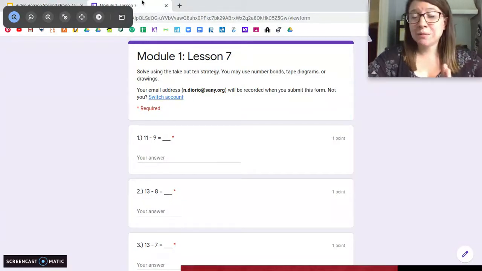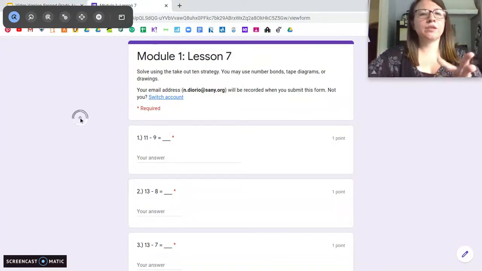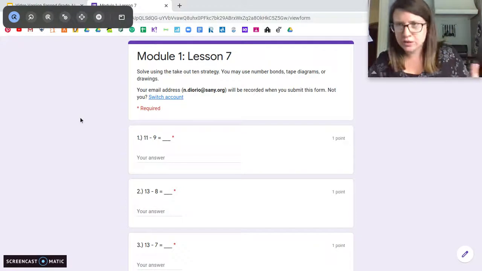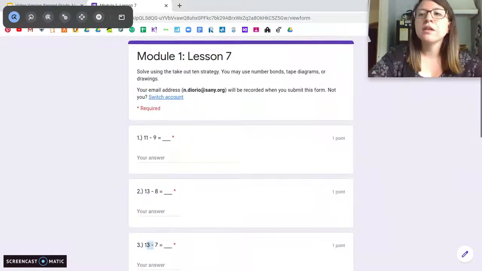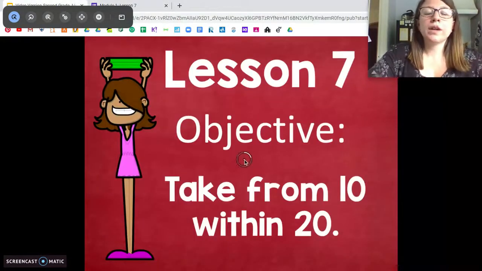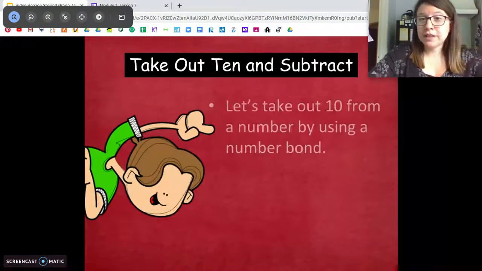We're going to use the same strategy, but instead of doing those numbers like 10, 20, 30, 40, we're going to be using numbers between 1 and 20. So like 11, 13, 14, so on and so forth. Same strategy. We're going to go over how to do that. So we're going to start today reviewing what we did yesterday.